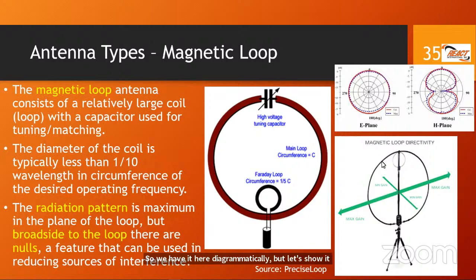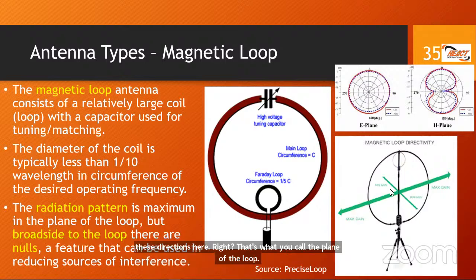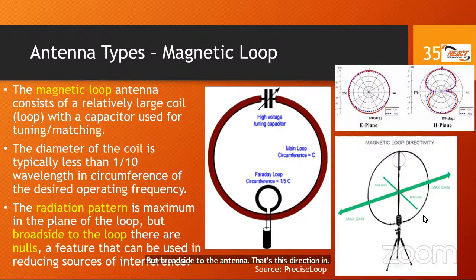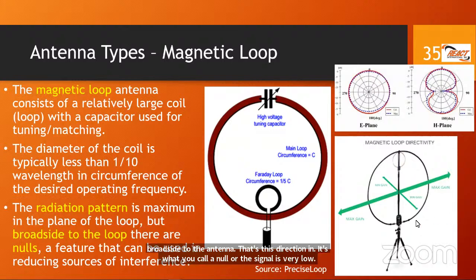So this is our loop antenna, and the radiation pattern is such that it is maximum in these directions here, right? That's what you call the plane of the loop. But broadside to the antenna, that's this direction here, it's what you call a null, or the signal is very low. It doesn't transmit much signal in this direction. So that's one of the properties that makes a magnetic loop directional.